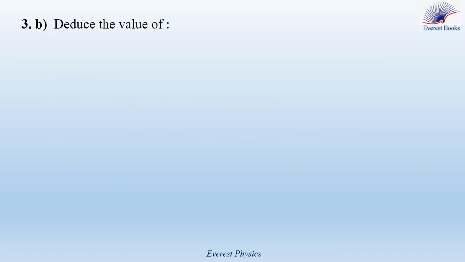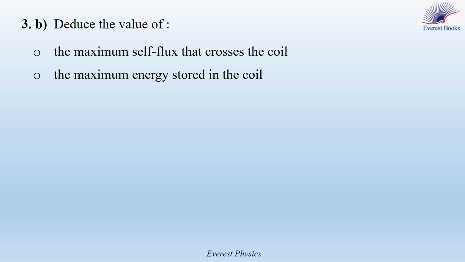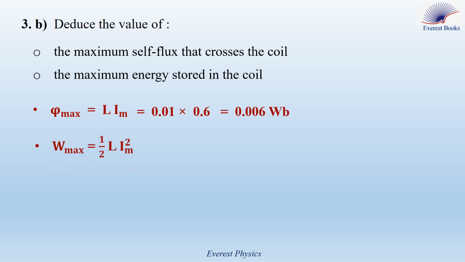Part 3b. Deduce the value of the maximum self-flux that crosses the coil and the maximum energy stored in the coil. Let's start with the maximum self-flux. Phi max is equal to L Im. L is 0.01 henry and Im is 0.6 amperes. Phi max is equal to 0.006 webers. The maximum energy stored in the coil is given by this expression, one half L Im squared. L is 0.01 henry and the maximum value of the current is 0.6 amperes, and the answer is 1.8 times 10 to the power minus 3 joules.